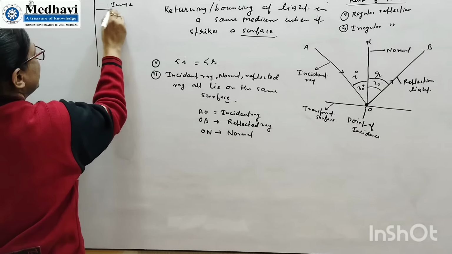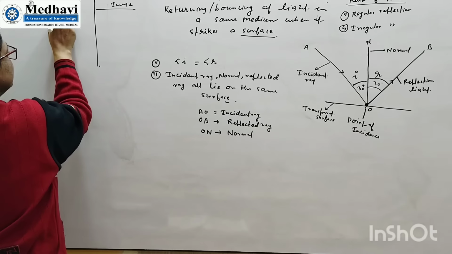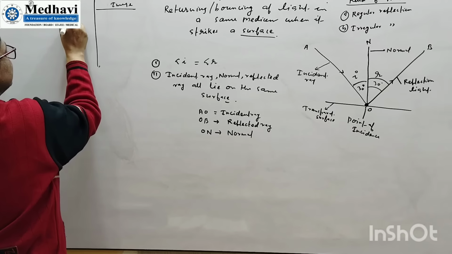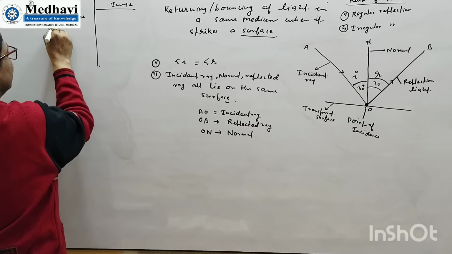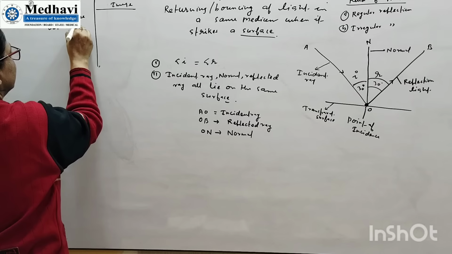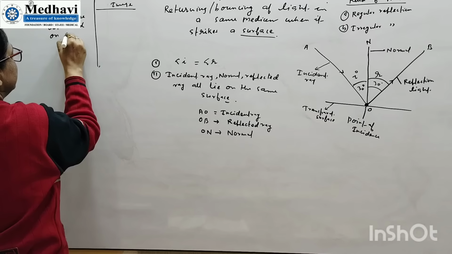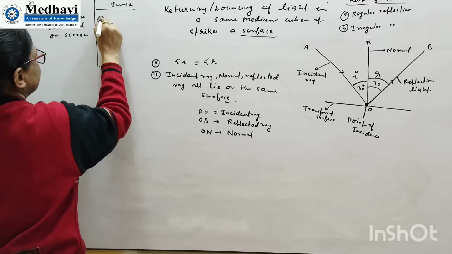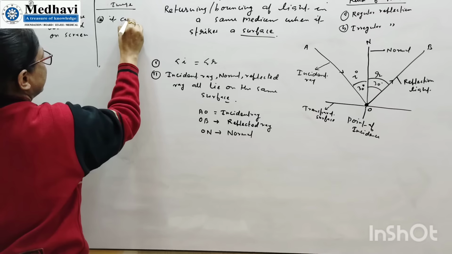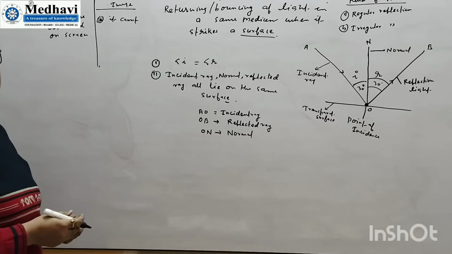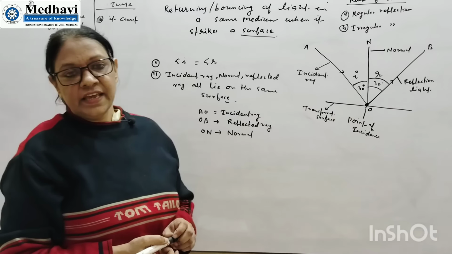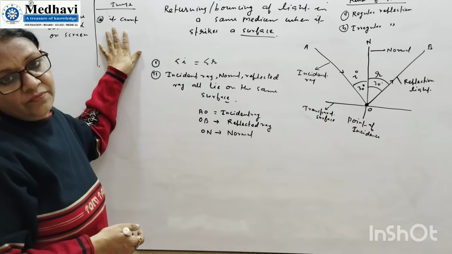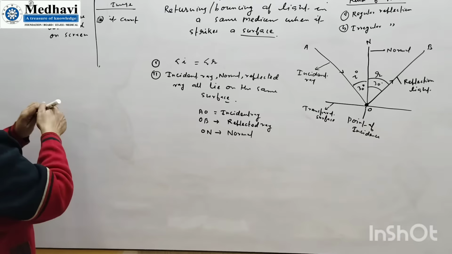The real image is the image that can be obtained on screen. Here it cannot. The image that we see in the mirror is the virtual image. This is the virtual image.